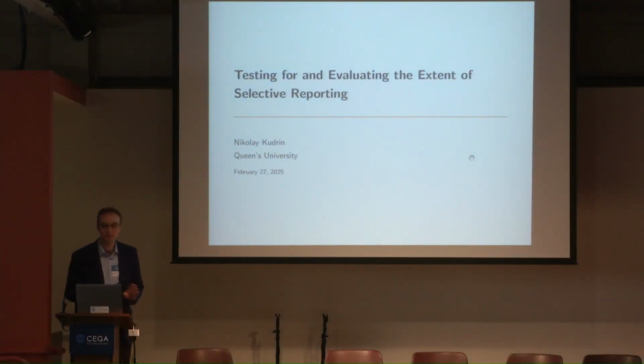This is a purely methodological paper, so I apologize in advance that there will be a little bit of math, but I'll outline the main ideas. Basically, this is a paper that tries to develop new tools for detecting selective reporting, such as p-hacking and publication bias in empirical research, and potentially provide new tools for evaluating the extent of the problem.